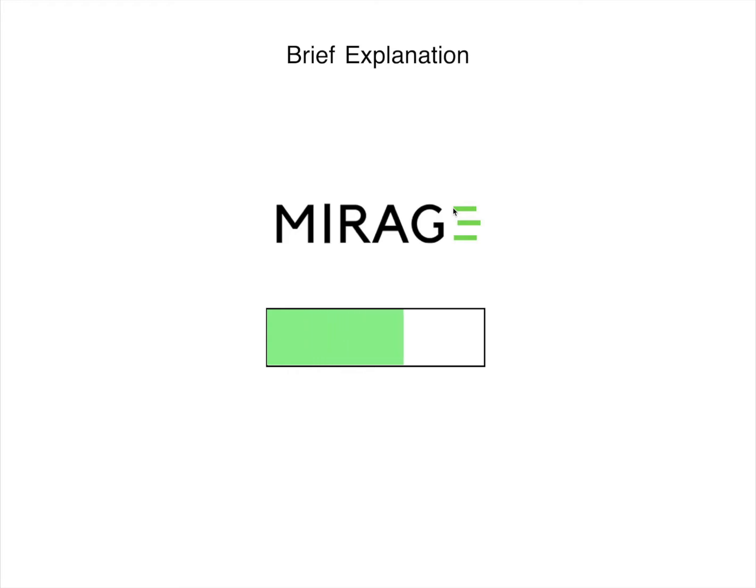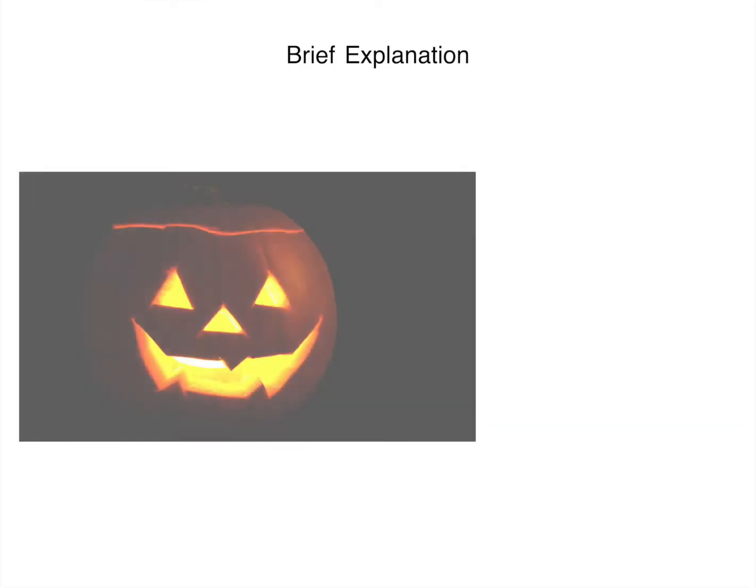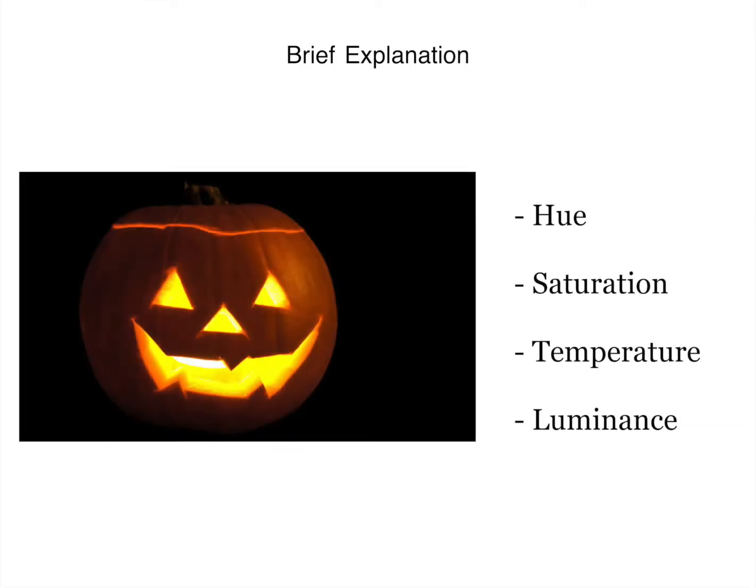However, in order to make this audio sound like actual music, we only lay down notes that follow a specific key, tonality, and chord progression. How are these attributes determined? Well, when Mirage is loading, it's analyzing details from the image. Attributes like the image's hue, saturation, temperature, and luminance are extracted and allow us to determine the musical attributes.